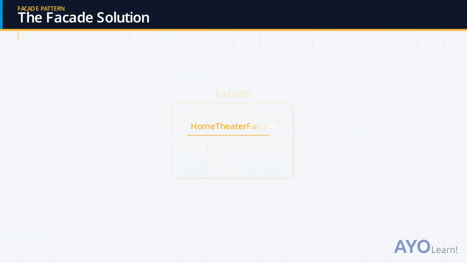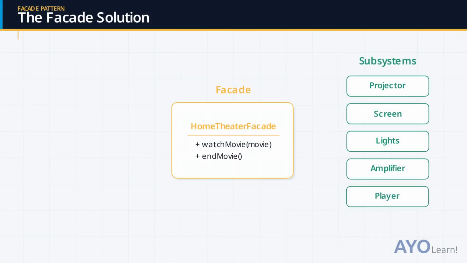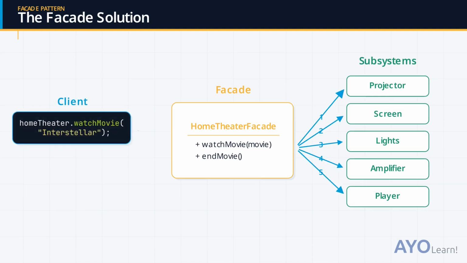Here's the solution. We create a home theater facade that wraps every subsystem and exposes 2 friendly methods: watchMovie and endMovie. Inside, the facade calls each subsystem in the correct order. Now the client simply writes HomeTheater.watchMovie Interstellar. The messy choreography stays sealed within the facade, keeping client code clean and easy to understand.